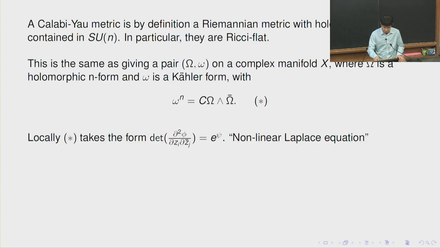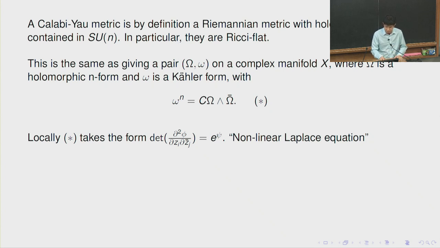Before we explain this picture, we need to do some preparations and introduce some language. What do we mean by convergence? A Calabi-Yau metric is a Riemannian metric with holonomy group contained in the special unitary group. This is an example of a metric with special holonomy. These are very special Riemannian metrics, and in particular, they have vanishing Ricci curvature.